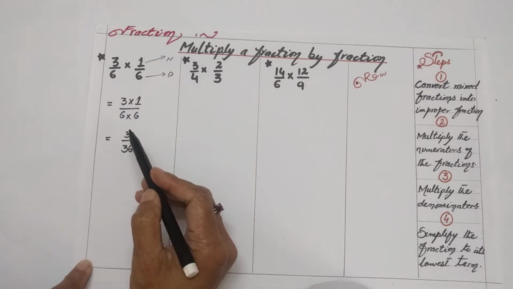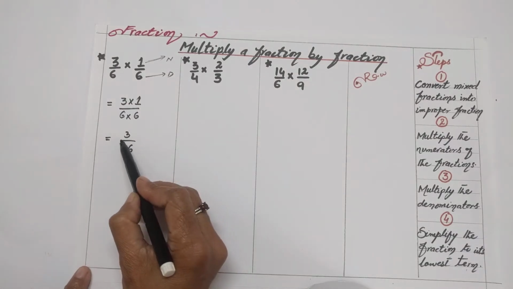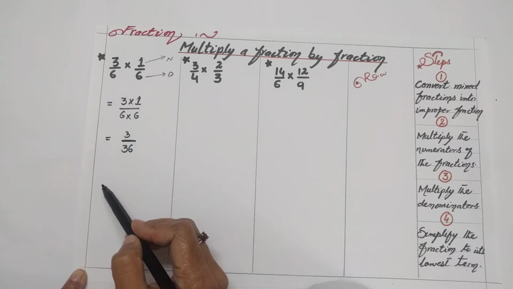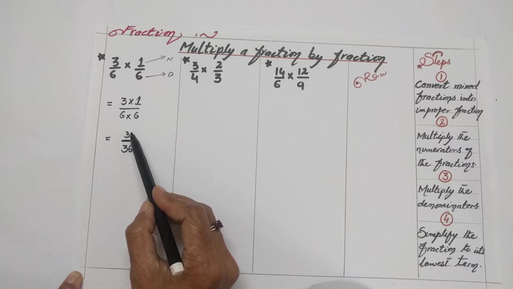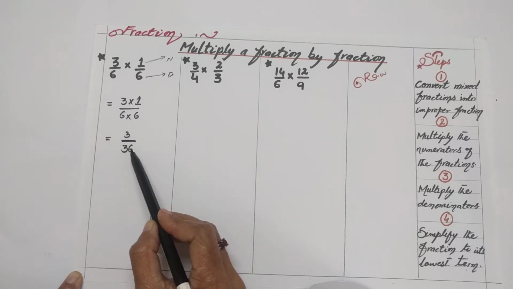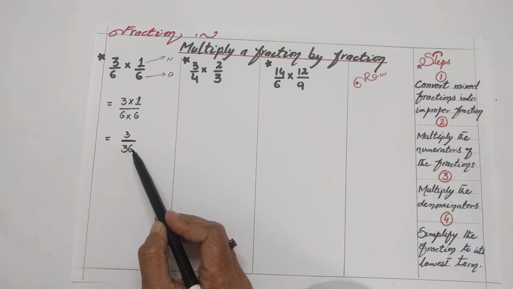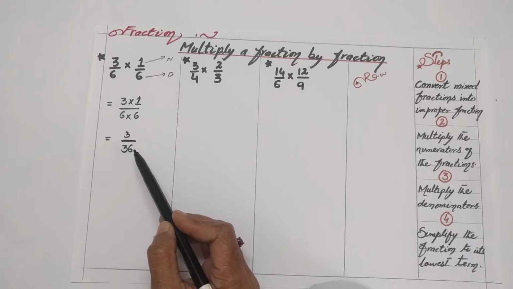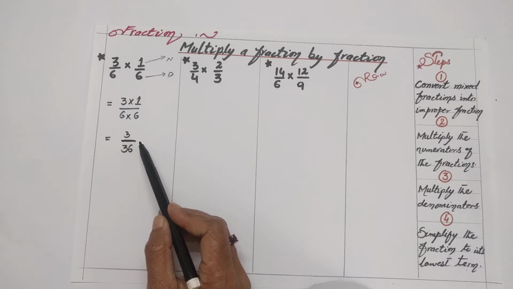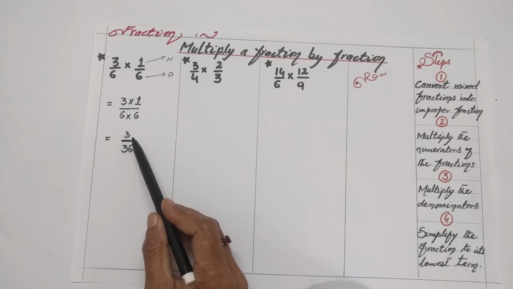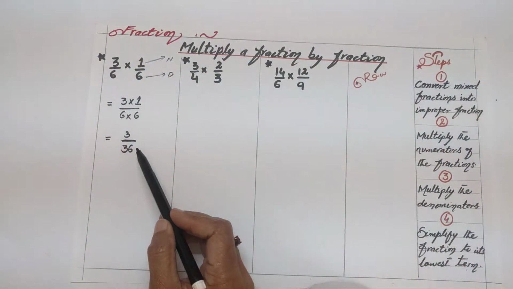You have to check after multiplication whether your fraction is in the lowest form or not. What is the method? What is the lowest form of the fraction? That the common factor of the numerator and denominator should be only 1. If the common factor of the numerator and the denominator is not only 1, meaning there are other common factors, then you have to divide the numerator and denominator by the highest common factor to get the lowest form of the fraction.